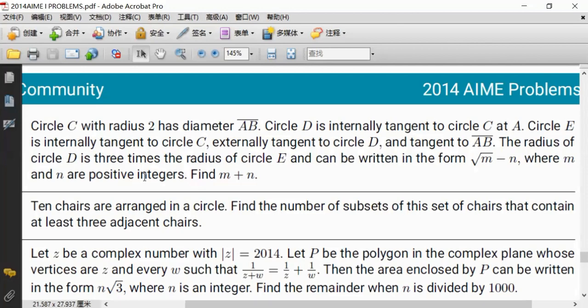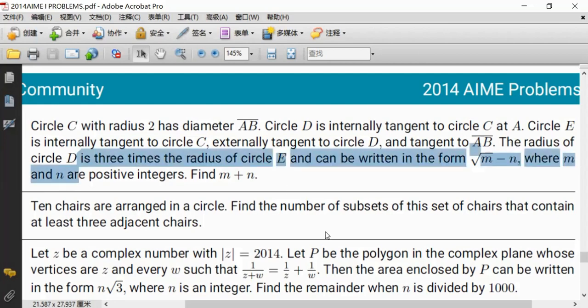So AB is the diameter of circle C, and circle D is internally tangent to C at A. The radius of circle D is 3 times the radius of circle E, and the answer is written in the form square root of R, square root M minus N. So we need to find the radius of circle D, right?